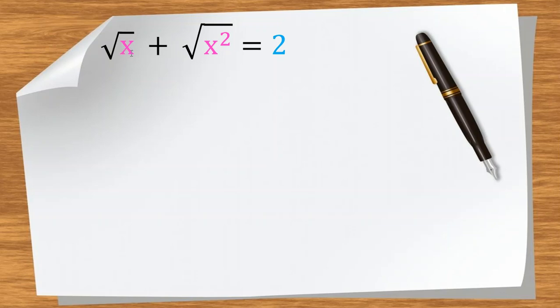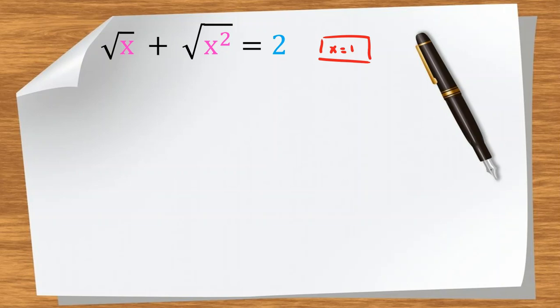Square root of x plus square root of x squared is 2. If we check small examples, one obvious answer is x equal to... try to find it first by yourself, pause the video... x equal to 1. It is one answer, and if you check, we will see it's our first answer.